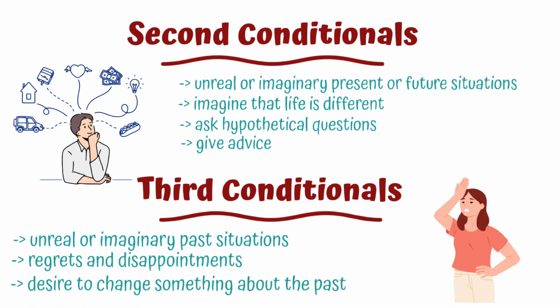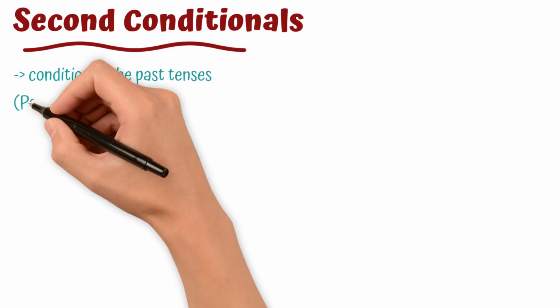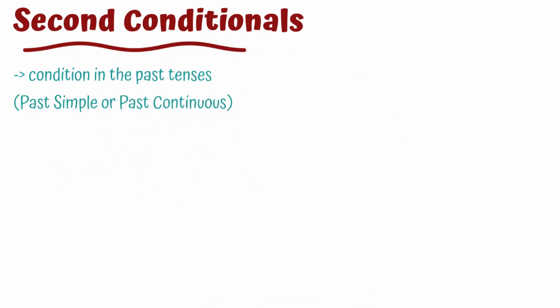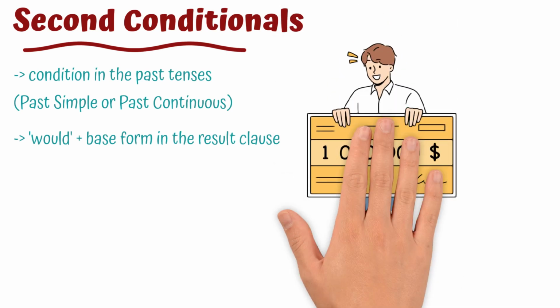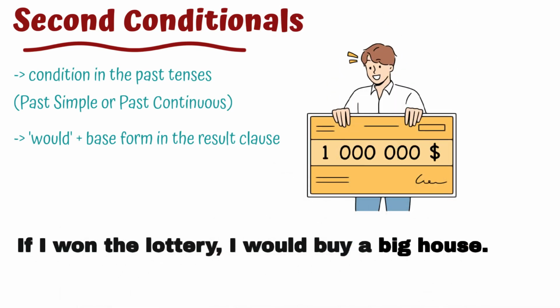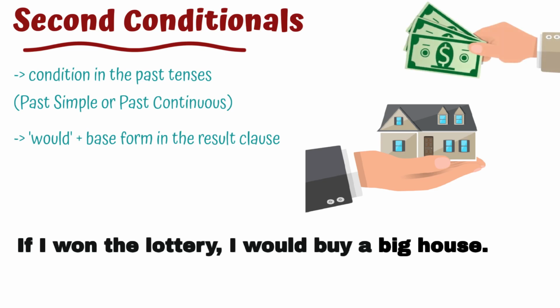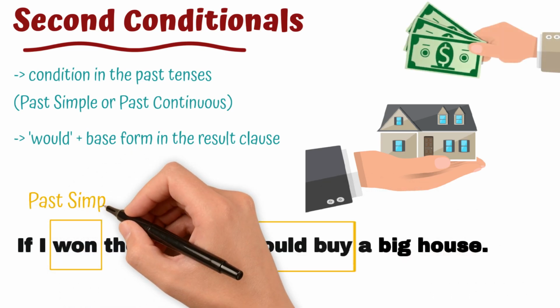Let's take a closer look at the verb tenses used in second and third conditionals. In second conditional, we use the simple past tense in the condition clause and would plus base form of the verb in the result clause. For example, if I won the lottery, I would buy a big house. This is a hypothetical future situation that most likely won't come true.